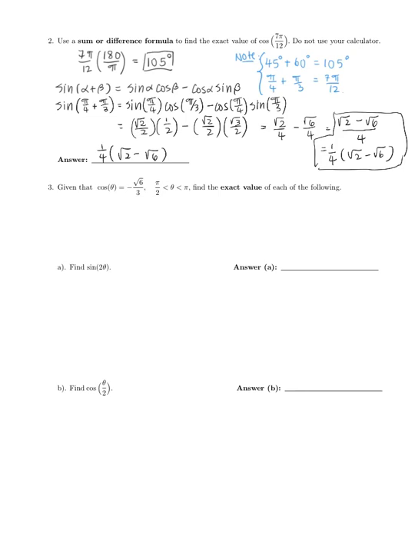Okay, number 3. Given that cosine of theta is negative root 6 over 3 and theta better be between pi over 2 to pi, find the exact value of each of the following. Okay, so you know my routine. I always draw the picture.